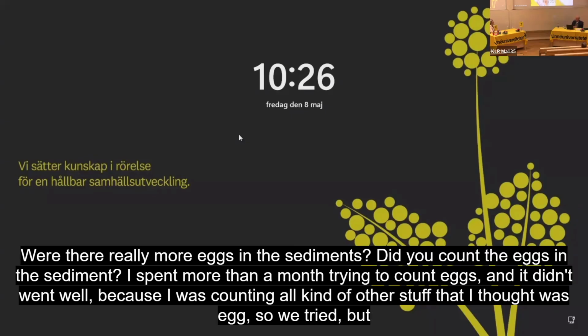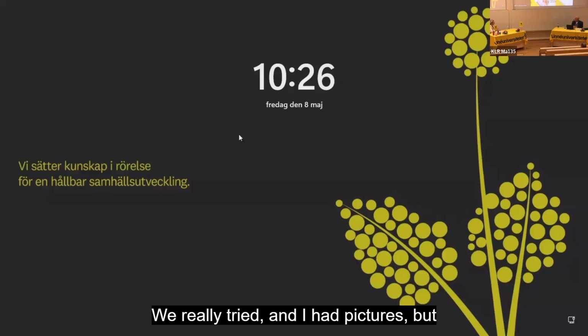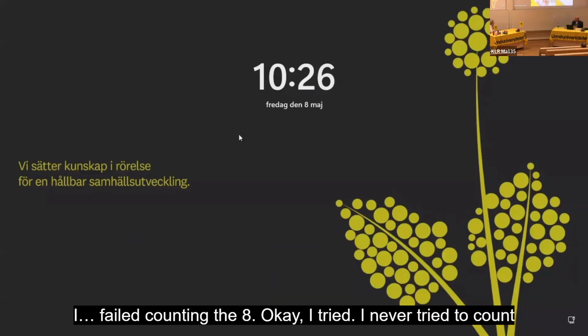Were there really more eggs in the sediments? Did you count the eggs in the sediment? I spent more than a month trying to count eggs, and it didn't go well. Because I was counting all kinds of other stuff that I thought were eggs. So we really tried, and I had pictures, but I failed at counting the eggs.